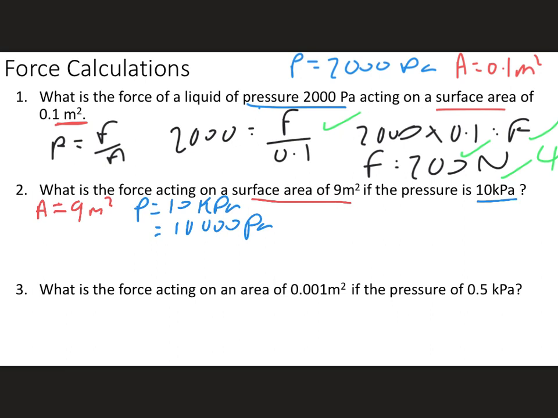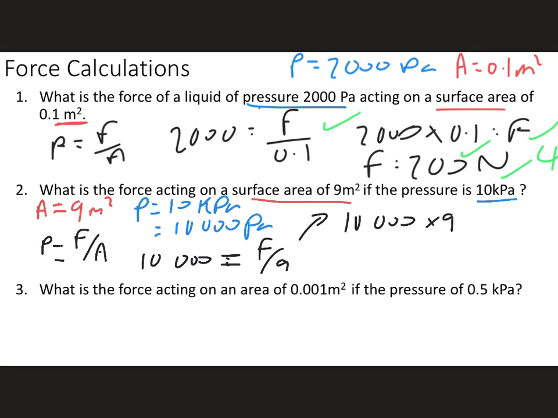Okay. Let me substitute the numbers into the equation. So I'm going to start off with that pressure is equal to force over area. Putting the numbers in, I get 10,000 equals F over 9. Rearranging then, remember, I've got to divide on this side, so I'm going to have to take it through the times to the other. I get 10,000 multiplied by 9 equals my force, which means that force should equal 90,000 newtons.